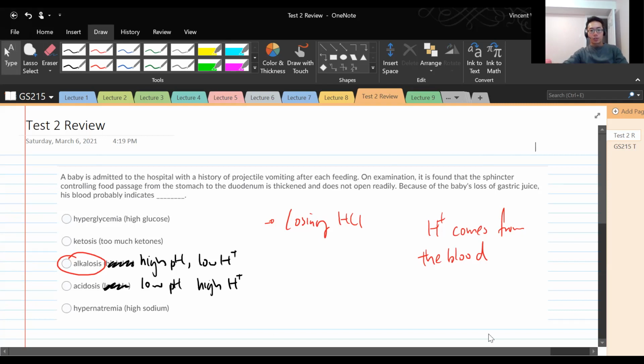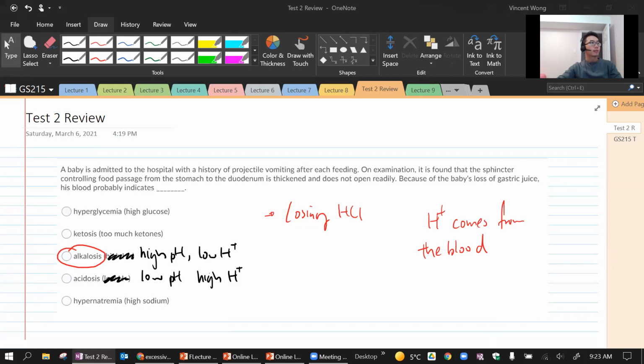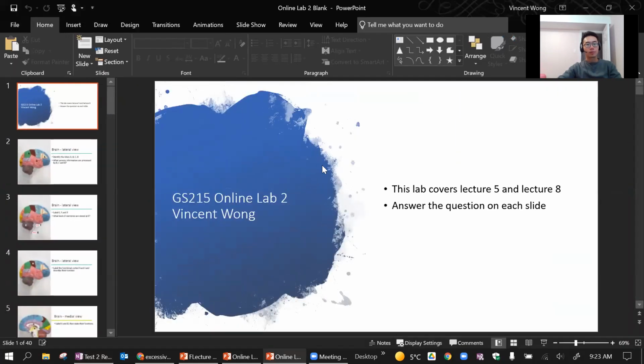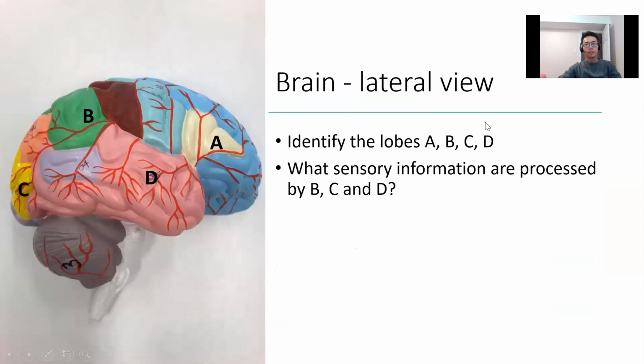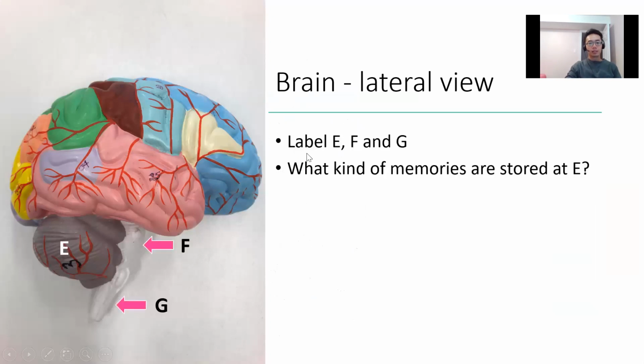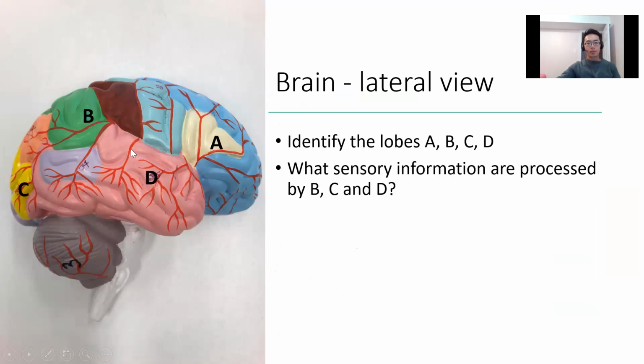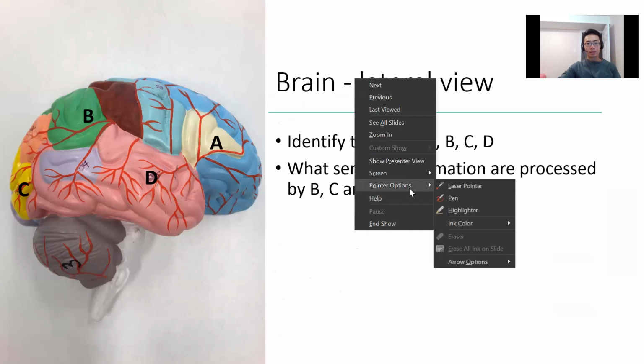Okay, let's do the lab then. Okay, here is the lab. There we go. Okay, so let me go full screen. Okay, first one. Identify the lobes A, B, C, and D. So A here. Oops. I'm just not sure why my pen is not showing up. Give me a second.